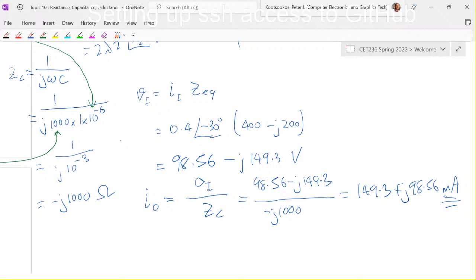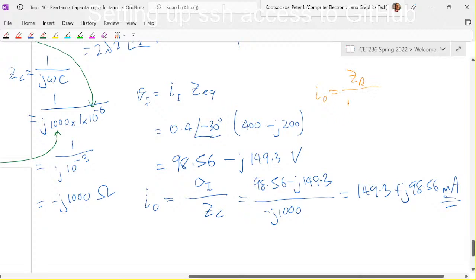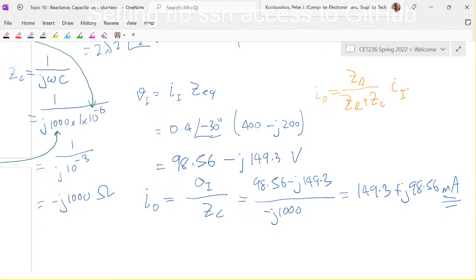So just like the last example, I could do this using a current divider instead of a voltage divider. I could have just written it out exactly the same way, but the impedance in the other branch divided by the overall impedance.